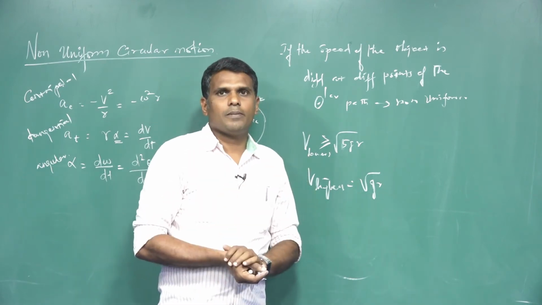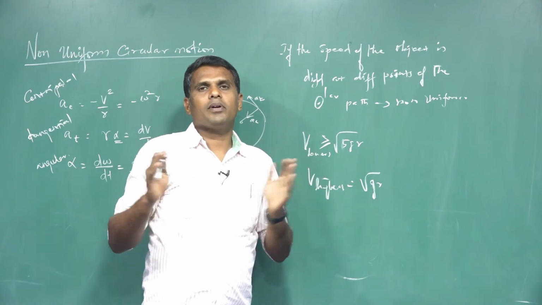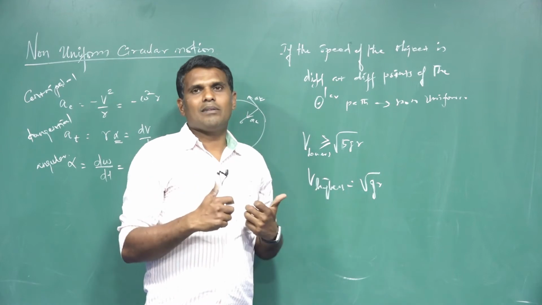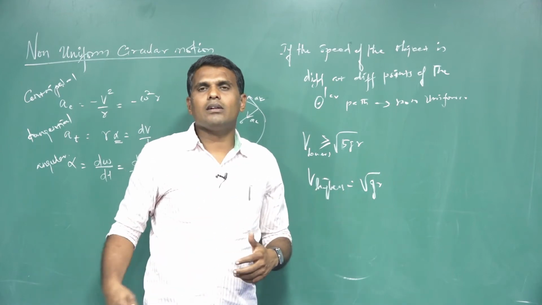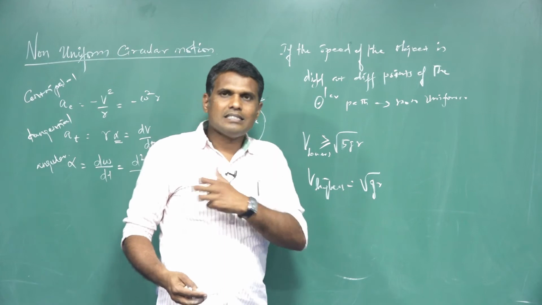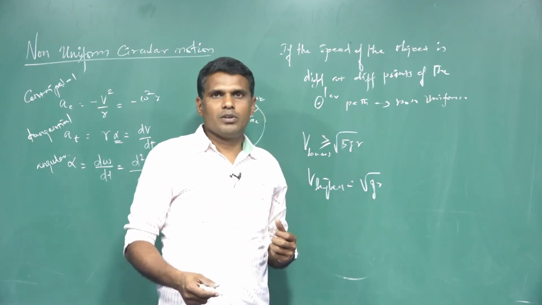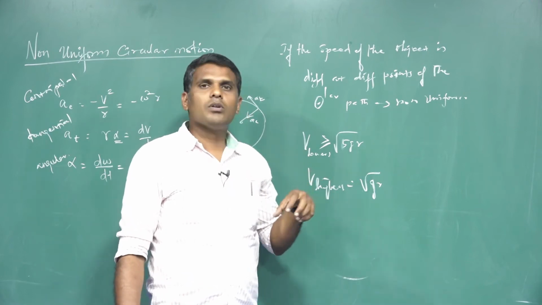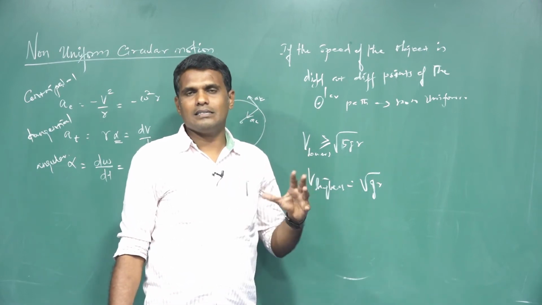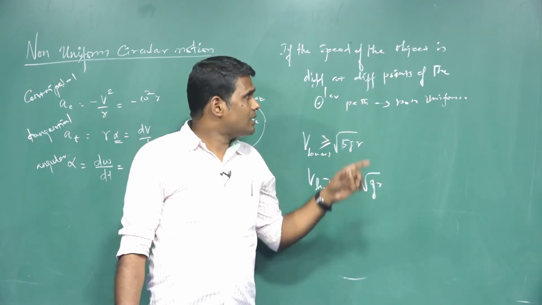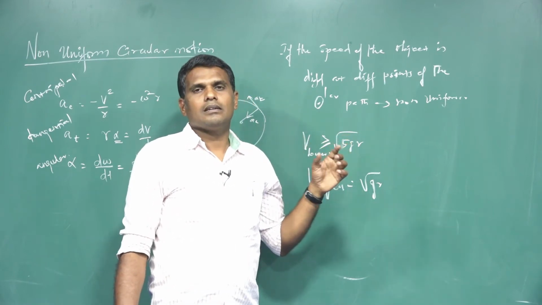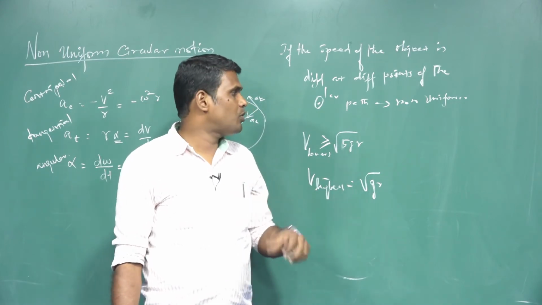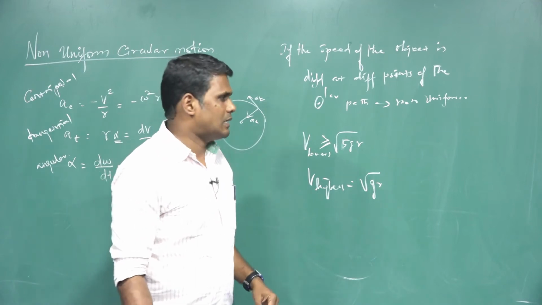So the thing is very simple. If you compare uniform and non-uniform circular motion, speed can be compared, velocities can be compared, and we can also compare the accelerations possessed by the object describing the circular path. If it is describing a uniform circular path, then the object will possess only centripetal acceleration. Tangential acceleration is 0. Whereas in case of non-uniform circular motion, the object possesses both tangential as well as centripetal acceleration.